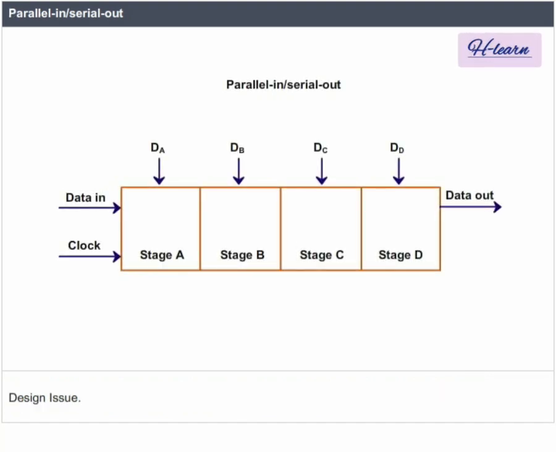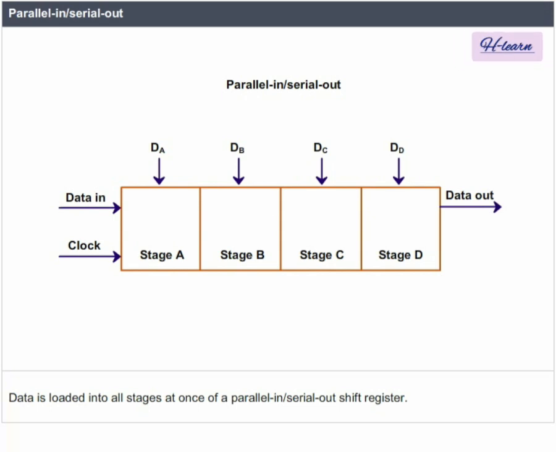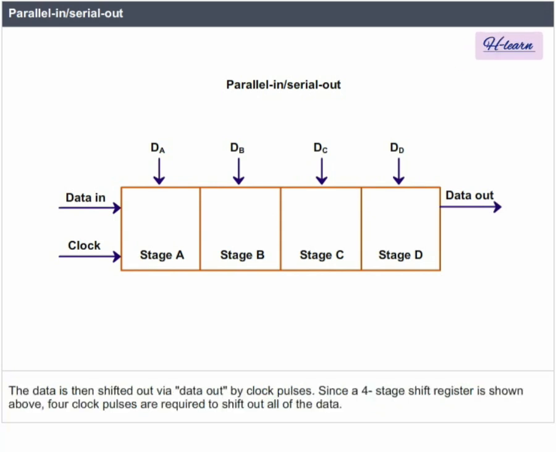Parallel in, serial out. Design issue. Data is loaded into all stages at once of a parallel in, serial out shift register. The data is then shifted out via data out by clock pulses. Since a 4-stage shift register is shown above, 4 clock pulses are required to shift out all of the data.